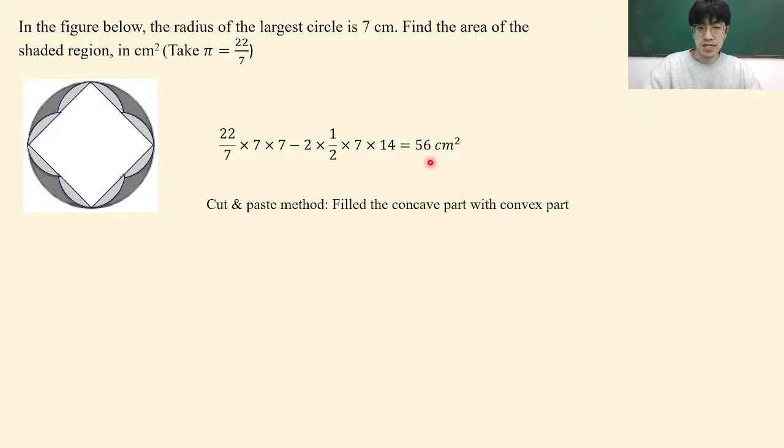And again, let me summarize this technique that we just used. If you find some irregular shapes, especially if they are circular, you will find some concave parts and some convex parts. The next thing you need to do is try to fill in those concave parts with the convex parts by using what I would call a cut and paste method. That way, you can transform an unfamiliar or irregular shape into something that you are more familiar with, and then you'll be able to find the area.